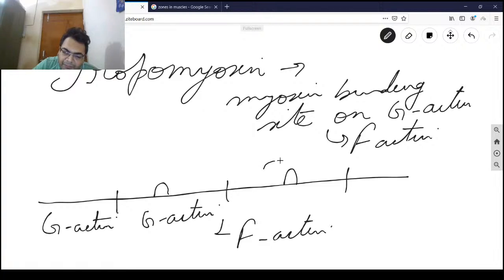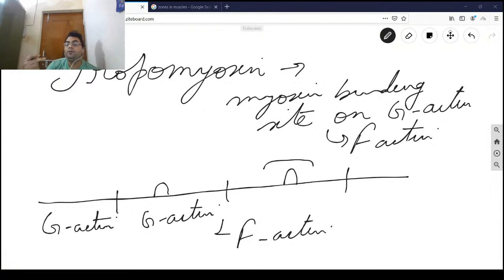That site will be covered by tropomyosin. That is covered truly by tropomyosin. And troponin, I had told you that troponin is attached to tropomyosin and has three specific subunits: troponin I, troponin T, troponin C. So the troponin C part binds to the calcium ions. Now calcium, how does it come in?